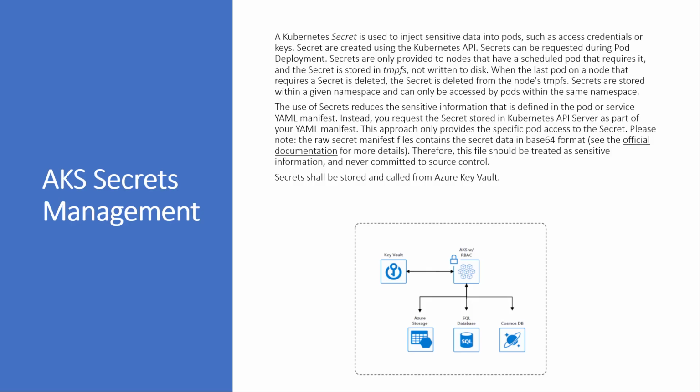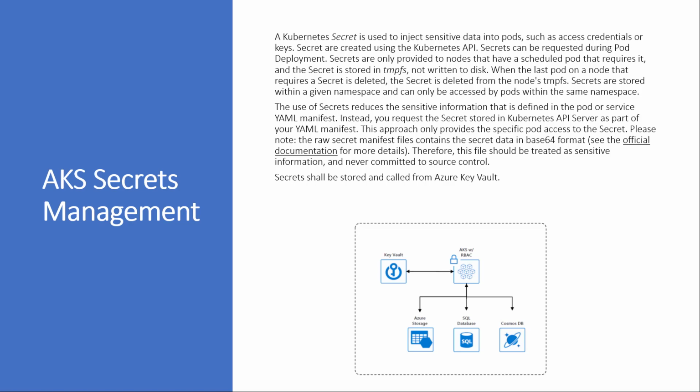Moving forward, AKS secret management, right? Many of you are already familiar. I think this description here is better than what I would read from my mind. It defines that a Kubernetes secret is used to inject sensitive data into pods, such as access credentials or keys. Secrets are created using the Kubernetes API. Actually, in one of my technical videos on AKS microservices, you will see that I'm creating a secret there and using that secret across different YAML files to create different services and applications, front end and back end, data API and MongoDB. So if you really want to see it in action, you probably want to see that video.